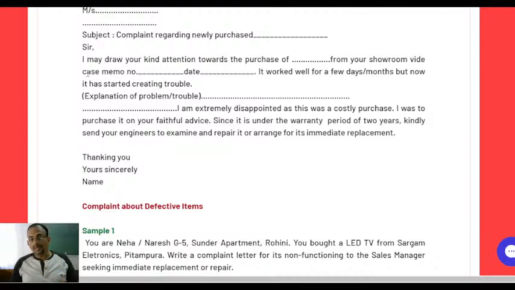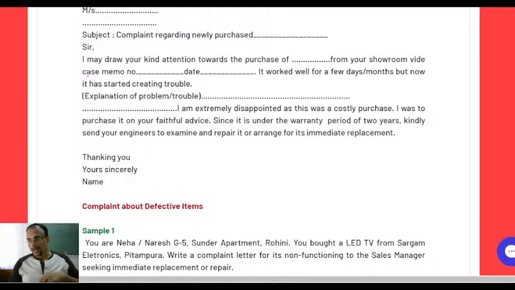So in this type of letter, what you are supposed to write: first of all, you mention the invoice number and the date when you purchased it, and what product you purchased. Then in the next paragraph you start giving the description of the problem that the product is giving.